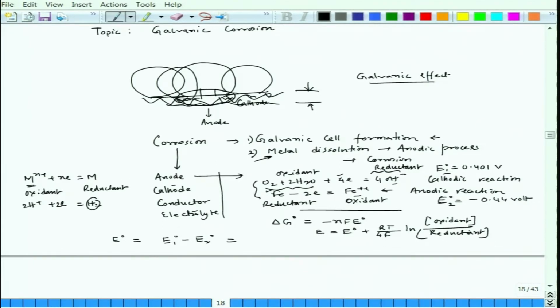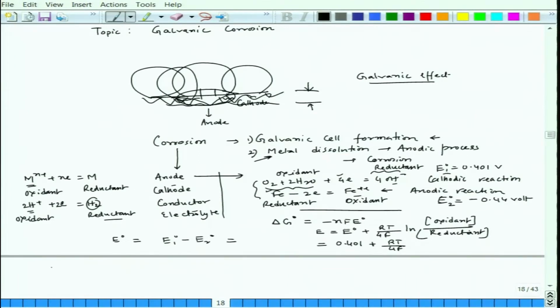Hydrogen is a very good reducing agent. So, this has to be reductant and this one has to be oxidant. Fine. So, now since we write this way, we can write this is 0.401 for the first reaction plus RT/4F, F is Faraday.